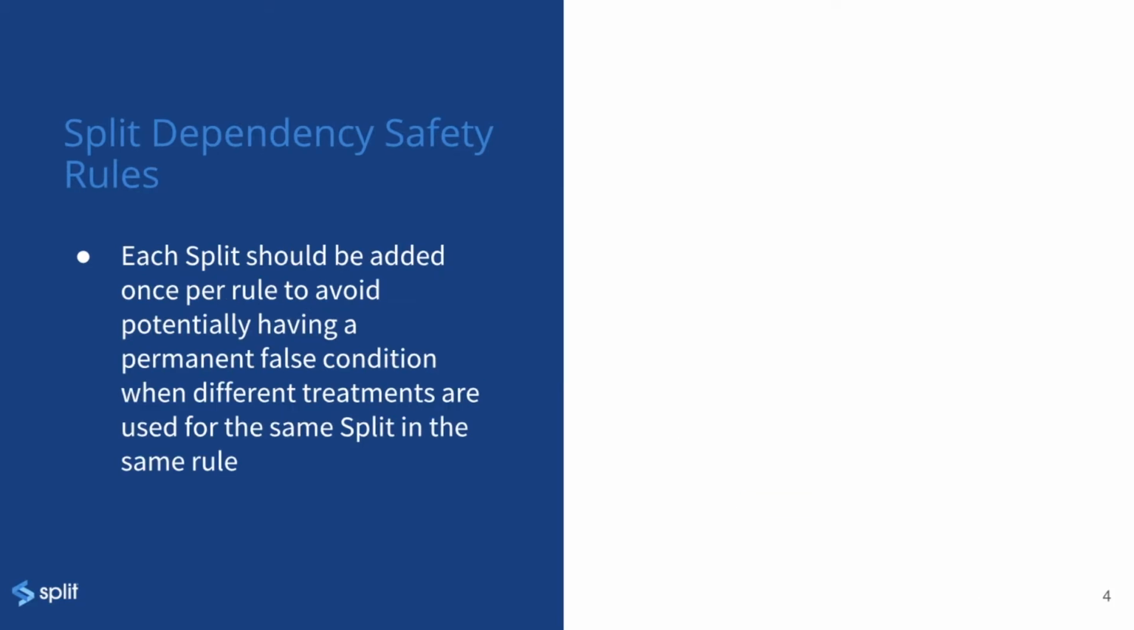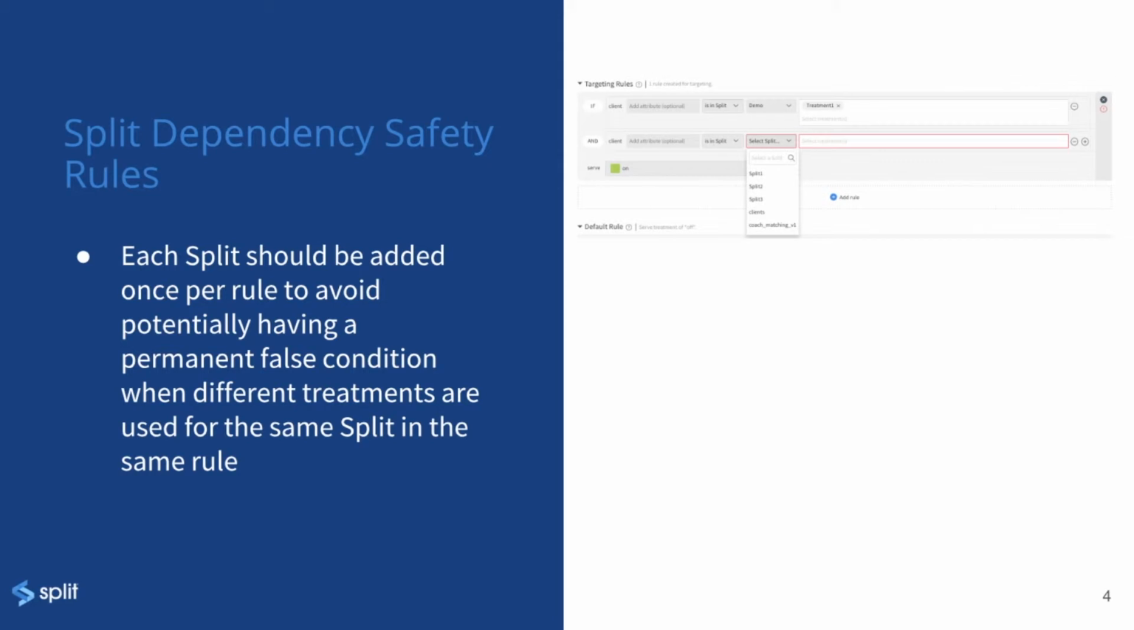Another dependency safety rule is you cannot have multiple splits showing up in the same rule. For example, if I have split 1 or demo in the first line of the rule, I cannot add the same split in the second line of the rule, because that might lead to the rule always becoming false. So that's why it is prevented.